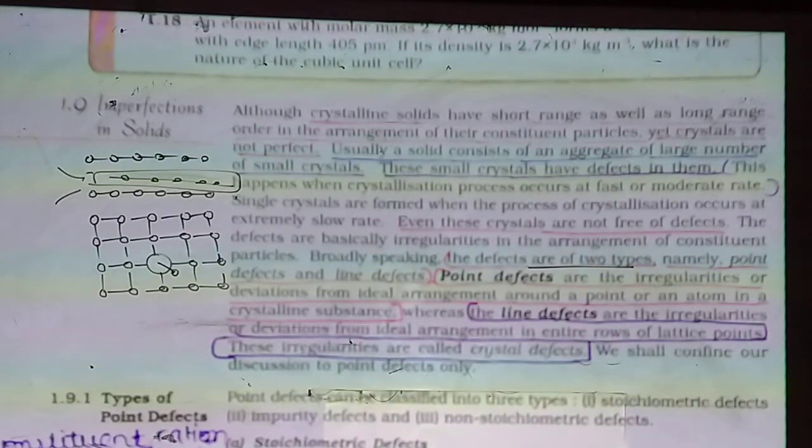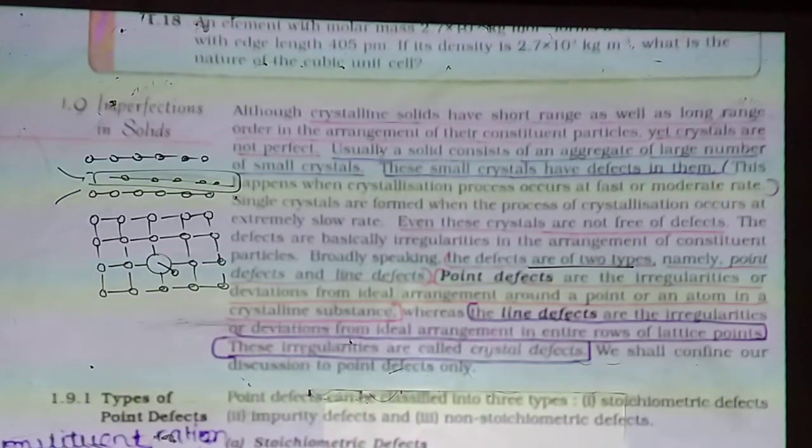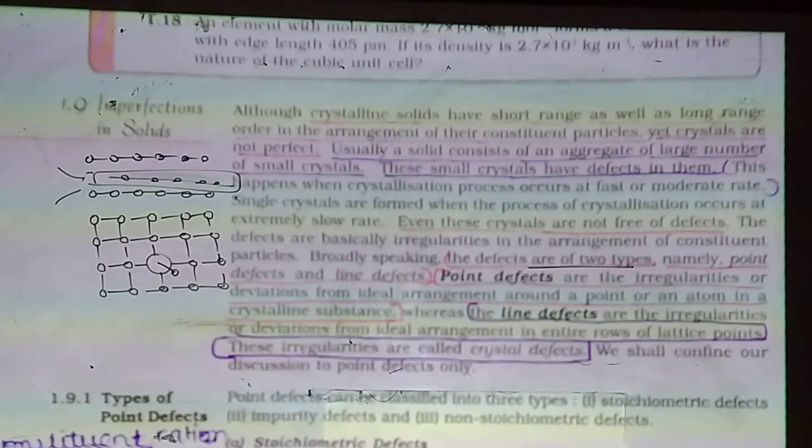That is called a line defect. This irregularity is called a crystal defect. But in this chapter we will discuss the two types of defects in the crystal. Point defect: the defect occurs around the lattice point.